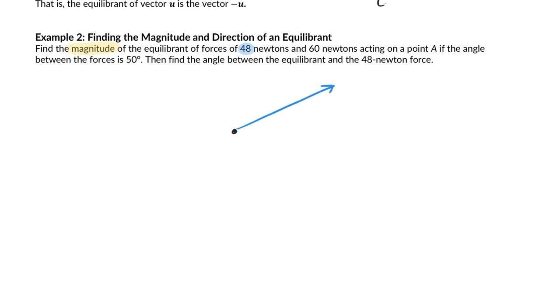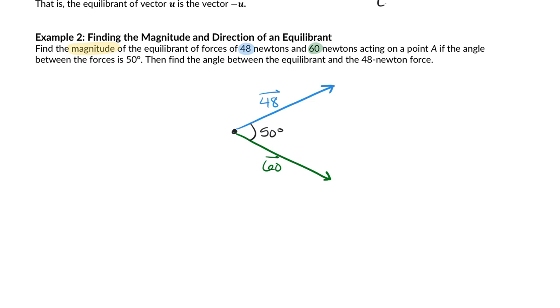So we're going to call this one, we'll just put 48 right here, the vector worth 48. There is another force. What's the other force? 60. So 60 newtons is also acting on it at the same time, but it's going to go this way. It says the angle between the forces is how much? 50 degrees.